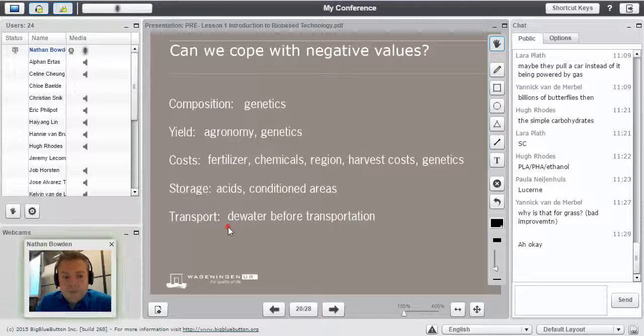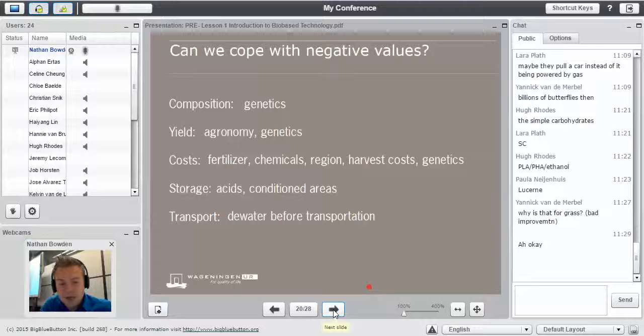So some products have a lot of water and they are quite heavy to transport. If you could dewater it before transporting it, then you would really lower the transportation costs. So that's another way of coping. But how do you dewater it before transportation? It all has a cost.